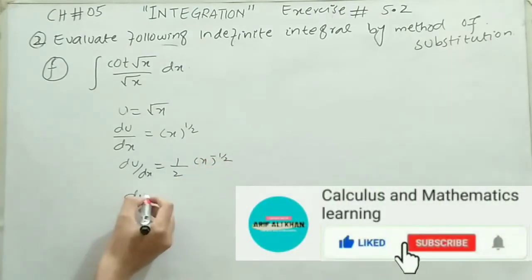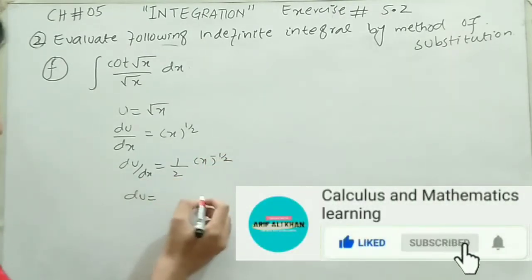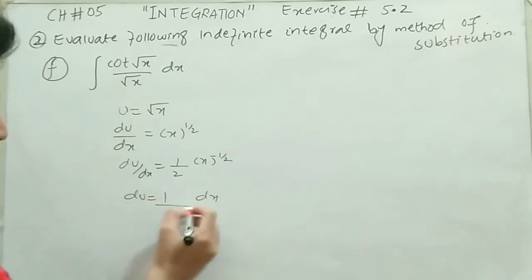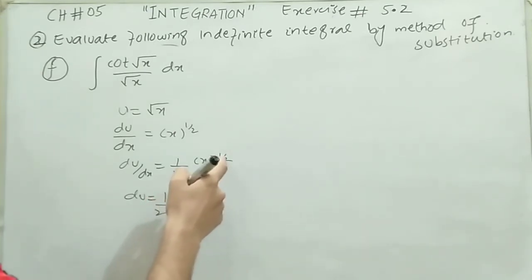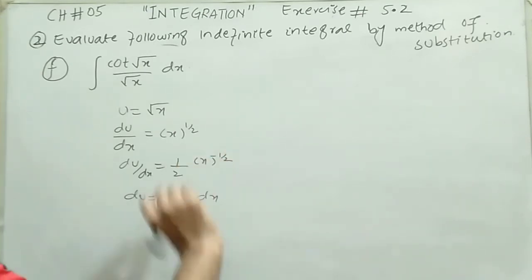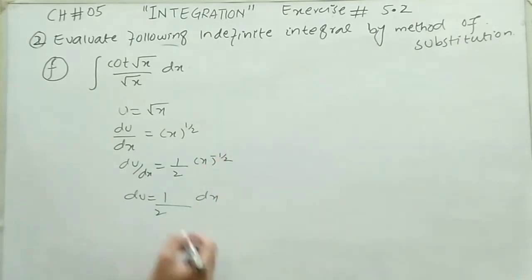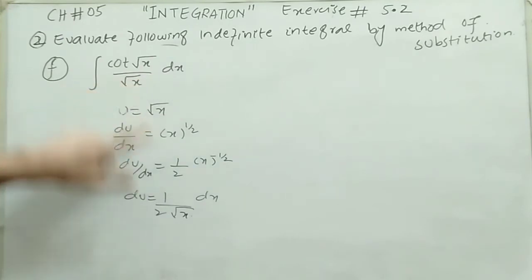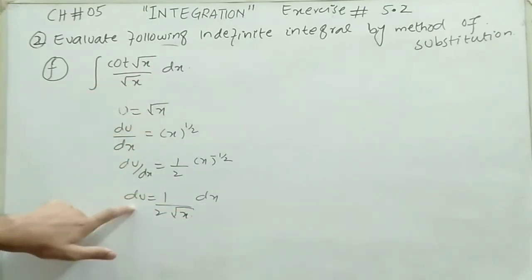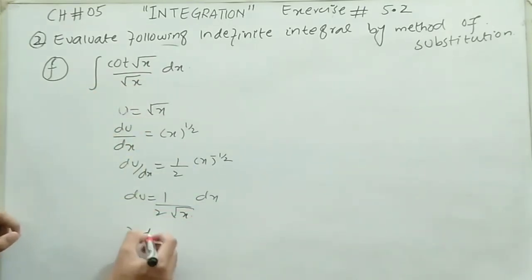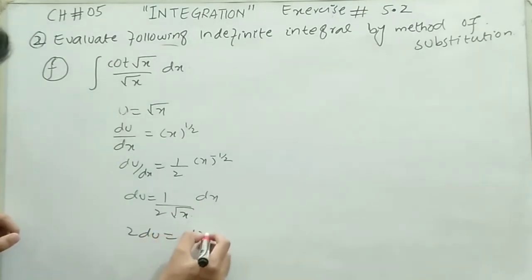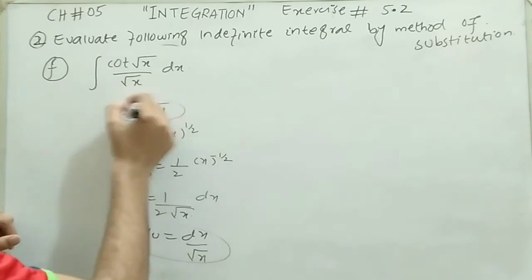So it becomes du is equal to, dx will come to the right hand side, and it can be written as 1 over 2. Here the x power is negative 1 over 2. So if it comes to the denominator, the power will become x power 1 over 2, which can be written as just root x. Now over here we have dx by root x. So it means 2 will come to the left hand side. So it becomes 2 du is equal to dx divided by root x. So this value and this value will be used in the given integral.